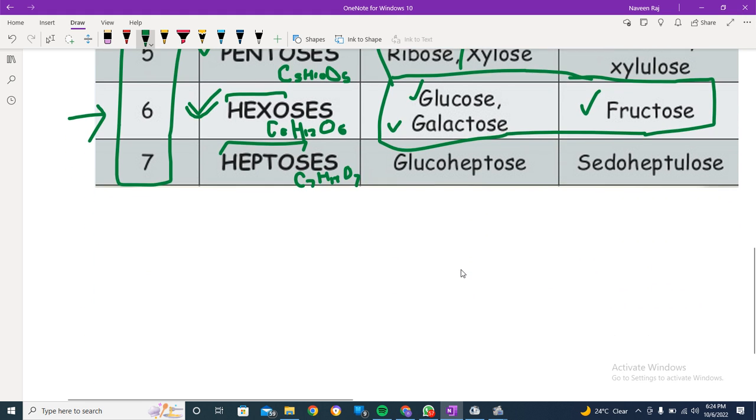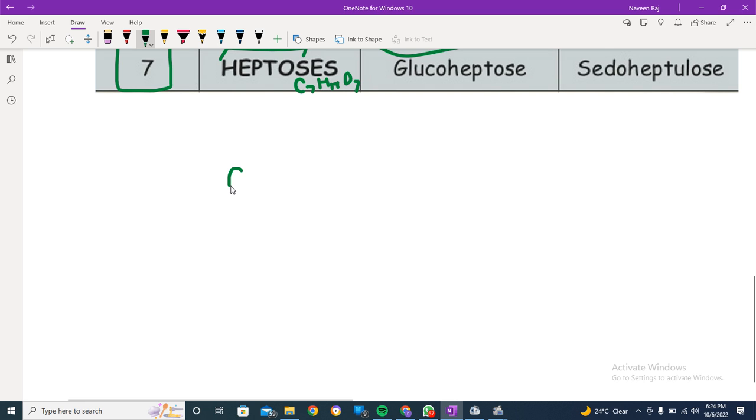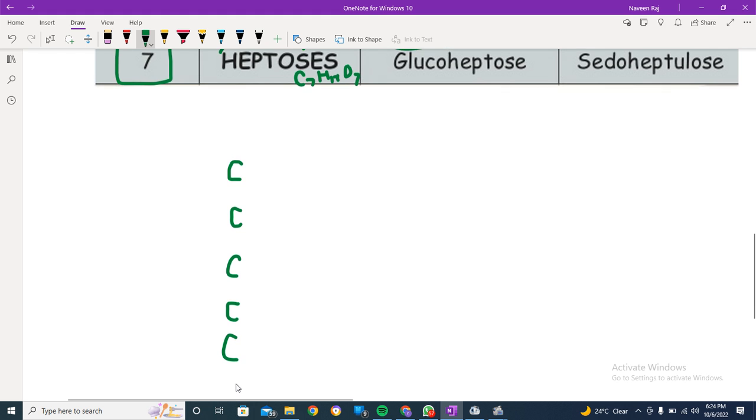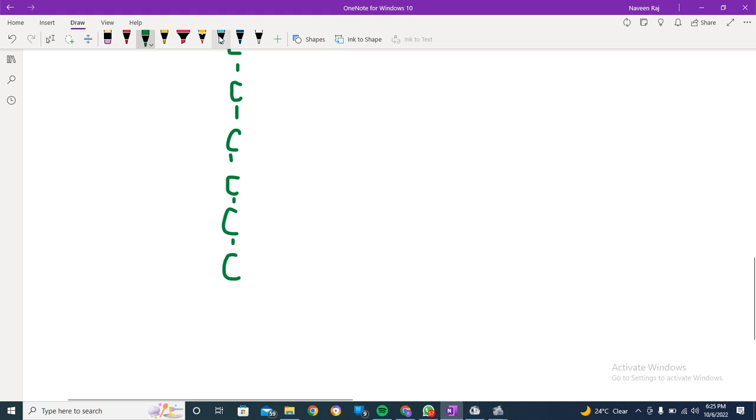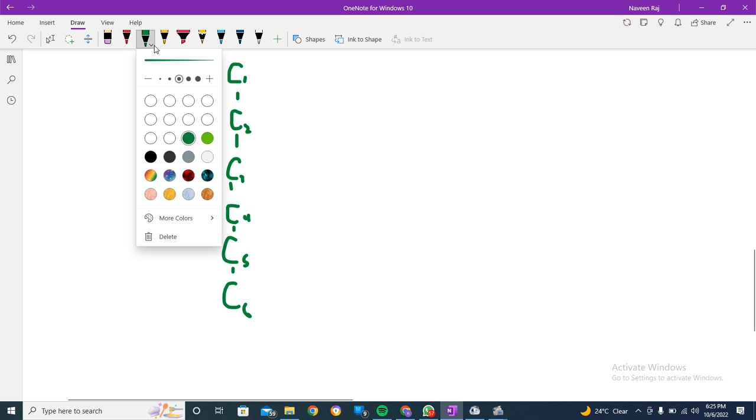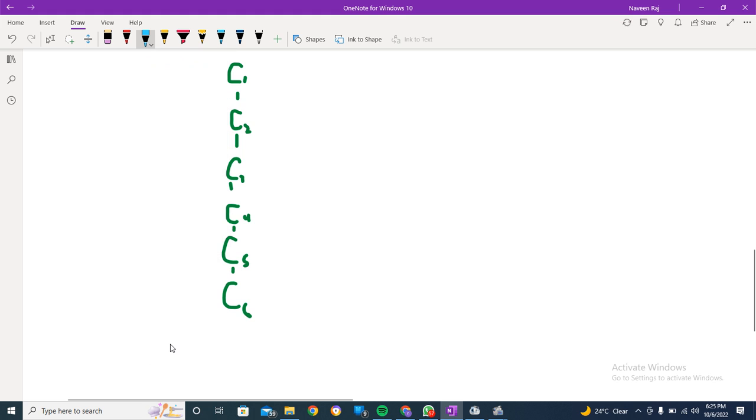Let me draw the structure of glucose. We have C6. Remember that you need to know some chemistry if you are in the field of biomolecules. C3, C4, C5, and here is the C6. We'll be making bonds between them, connecting carbon atoms with one another. This is carbon 1, carbon 2, carbon 3, carbon 4, carbon 5, carbon 6. You need to agree that this is C6, right?